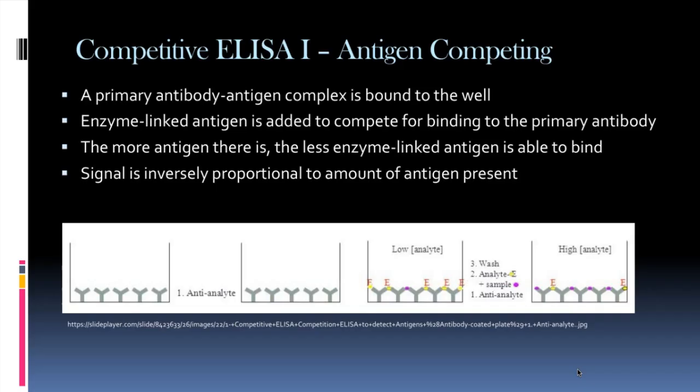And so the signal that is produced from the enzyme-linked antigen will be inversely proportional to the amount of antigen present. Saying that another way, if you had very little sample like you do in figure 3, then you have lots of opportunity for the enzyme-linked antibody to bind and produce a signal.